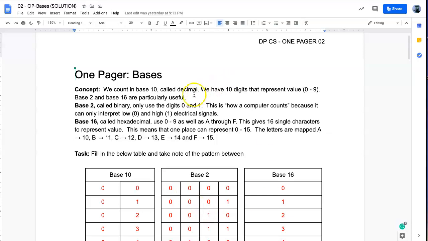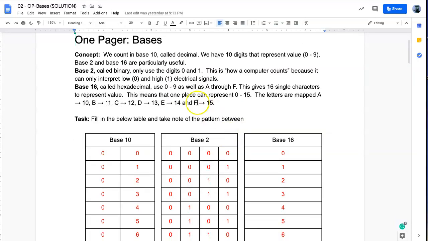So what we want to talk about is the different ways to represent numerical value. We count in base 10, and that's because we have 10 digits that represent value. That's 0 through 9. You can count in any base. It turns out that base 2 and base 16 are particularly useful for programmers. Base 2 is called binary, and it uses the digits 0 and 1.